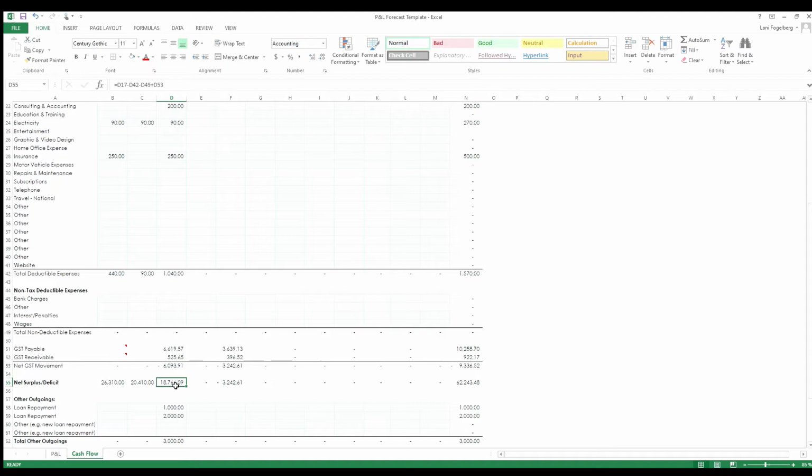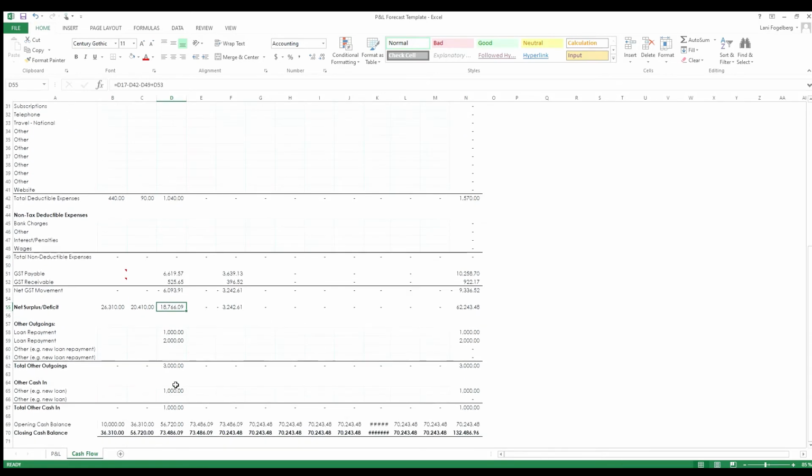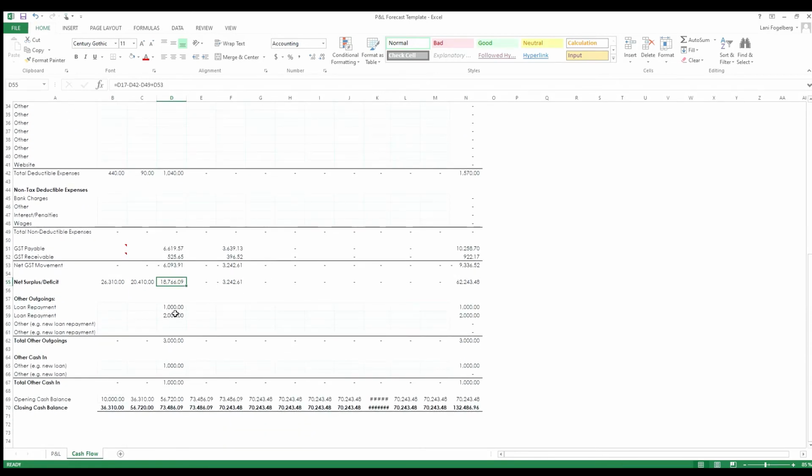This cell here tells you what your net surplus or deficit is for the month after your income, your cost of sales, and all of your expenses, as well as your GST payment. The only thing that this doesn't include are other outgoings, such as loan repayments or other cash coming into the business. This could, for example, be a new loan that's drawn down, which is going to be the case for many of you under the Business Finance Guarantee Scheme.